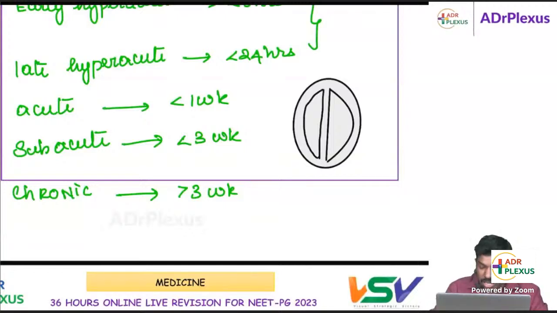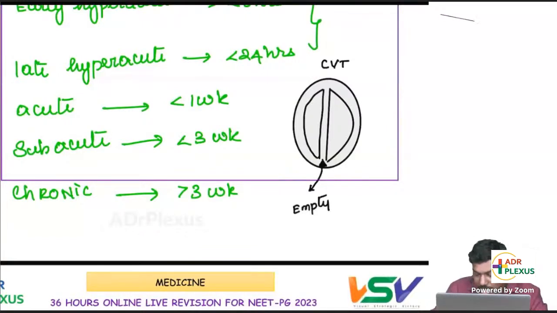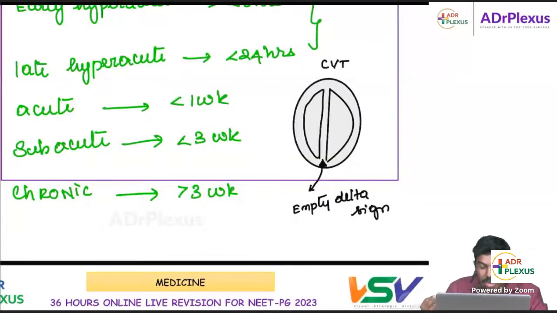What do you expect in this patient? Yes, very good. It is cortical vein thrombosis. And in cortical vein thrombosis, you will get a triangle here. What is this triangle called as? It is called as empty delta sign. Yes, you get empty delta sign.